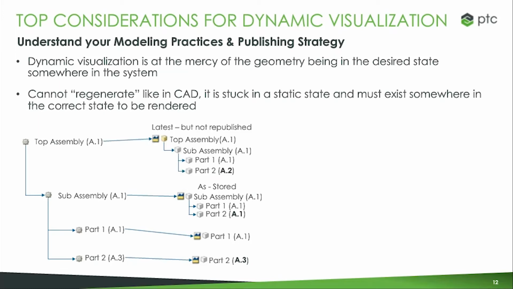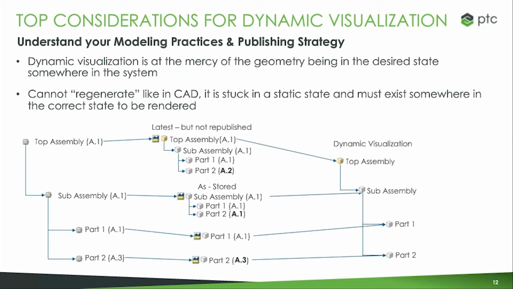Then if I go to my top assembly, and maybe higher up in my assemblies, I choose to publish latest. Not sure why, but just hang with me on that. In this case, maybe it was the latest, but I haven't republished it recently. So maybe I actually published it with A.2 of the part. Now, this has introduced a discrepancy. If I go to build this, there's no winning location where I can find the weld geometry for the subassembly. It doesn't exist inside the representation of my subassembly. It doesn't even exist inside the representation of my top assembly.